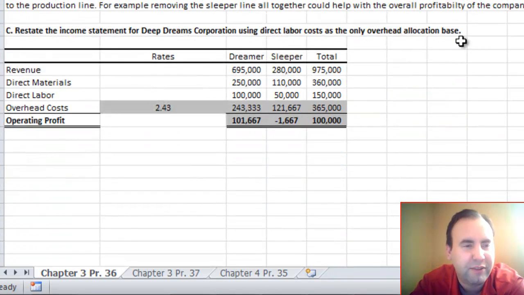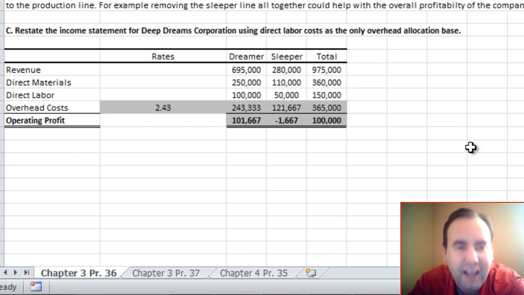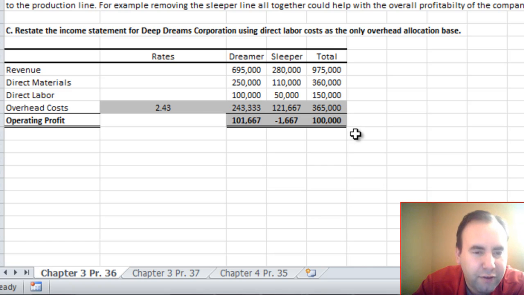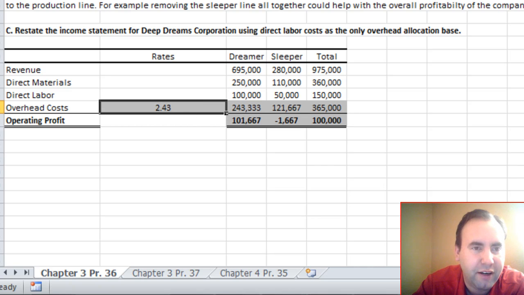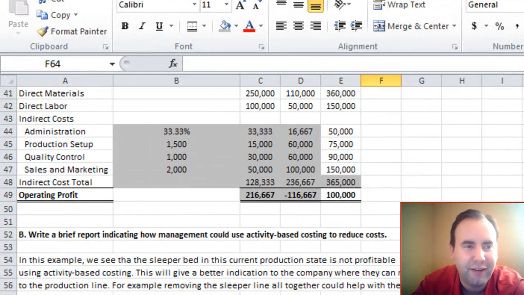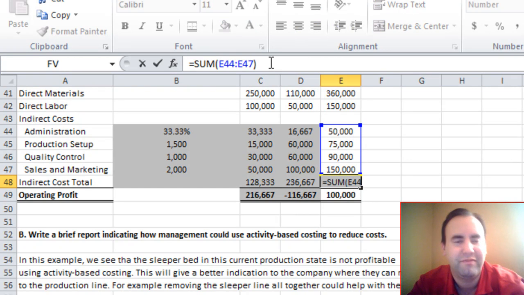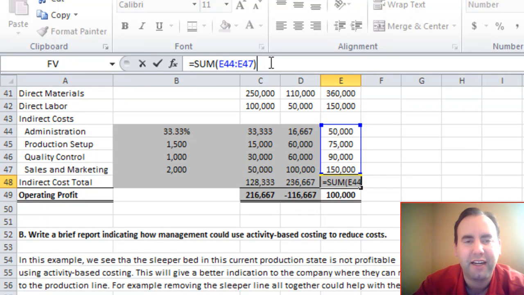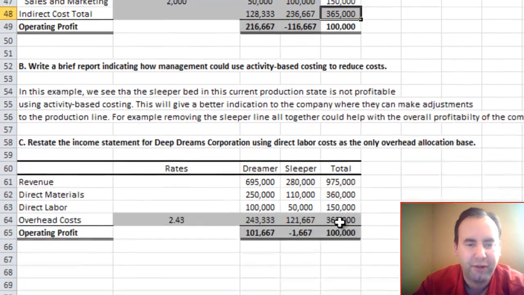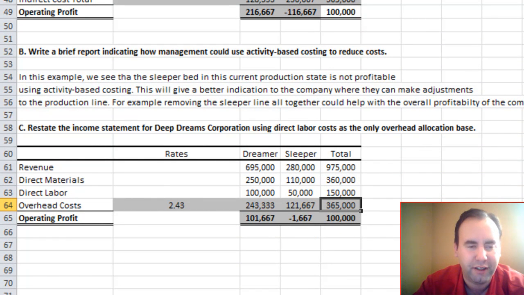The next one says restate the income statement for Deep Dreams Corporation using direct labor costs as the only overhead allocation base. For this one, very simple. Again, we're going to figure out a rate here. We take the 150 of direct labor costs versus the 365 of the overhead costs. Many people get confused about where you get that 365. It's actually the total indirect costs from the problem above, so it's that 50, 75, 90, and 150,000 right there. All we do is plug it right into the bottom of our formula here.